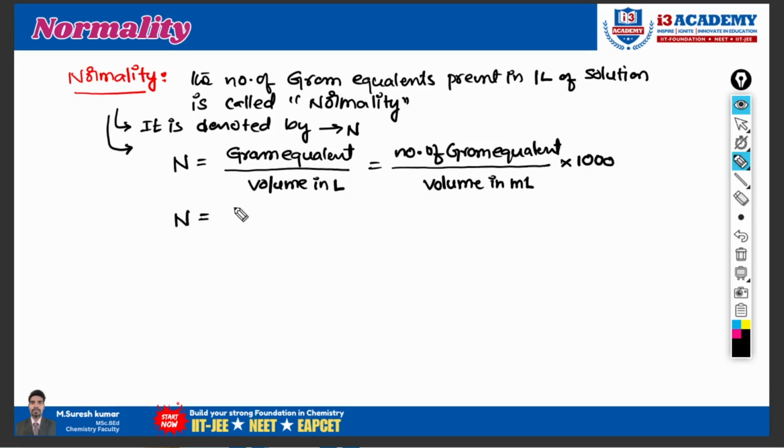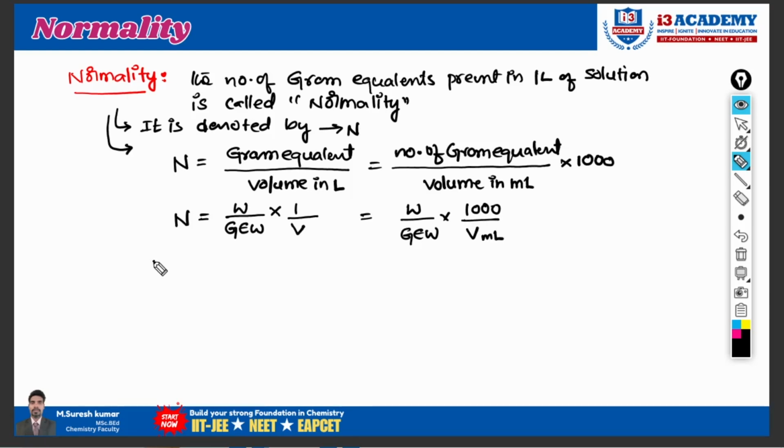N is equal to gram equivalents, formula W by gram equivalent weight, W by GEW, into volume in liter. Suppose volume in liter you can take 1 by V. This is the formula. Otherwise, if you want to express in terms of volume in ml, then the formula is W by GEW into 1000 by V in ml, volume in milliliters.